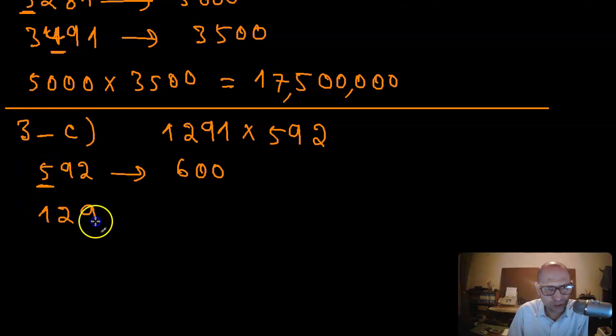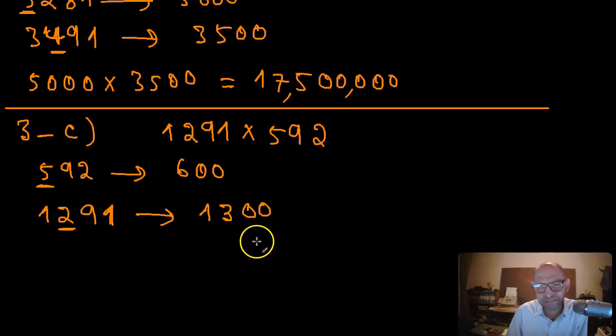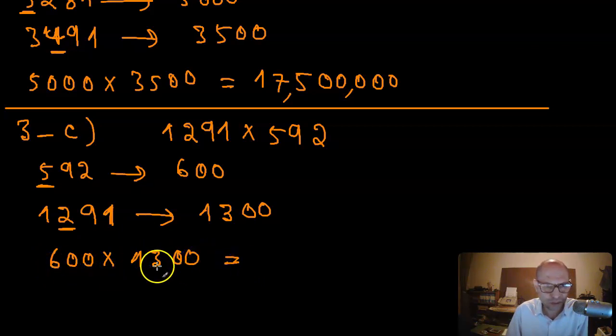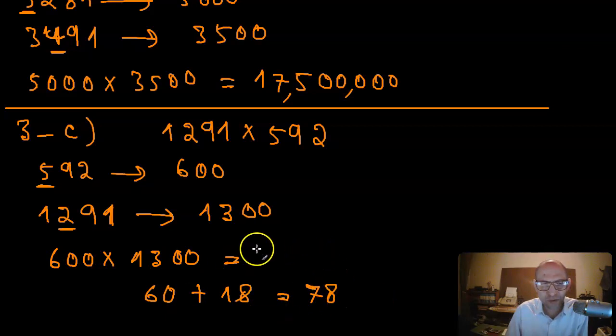But then 1291, I could even round the number to the hundreds place value without making the calculation unnecessarily difficult or impossible. So this becomes a 1, and then because of the 9 you would round up, so this becomes a 3 and then 2 zeros. So then the calculation becomes essentially 600 times 1300, which is the same as, now what is 6 times 13? That's a 60, and then you have 18 over here, 6 times 3 is equal to 18, that's 78, right? So that's 78, and then you have 4 zeros over here.